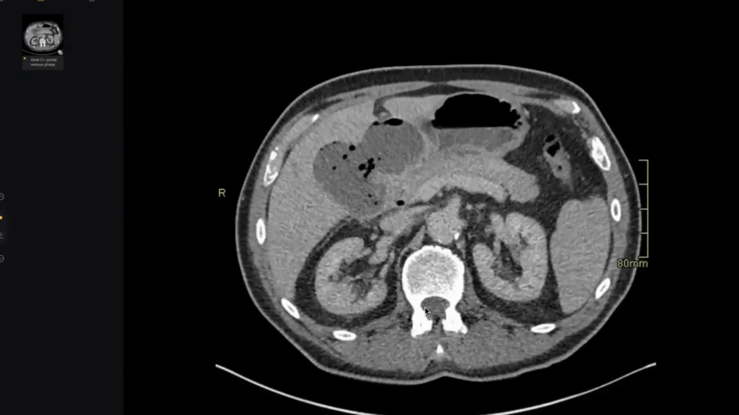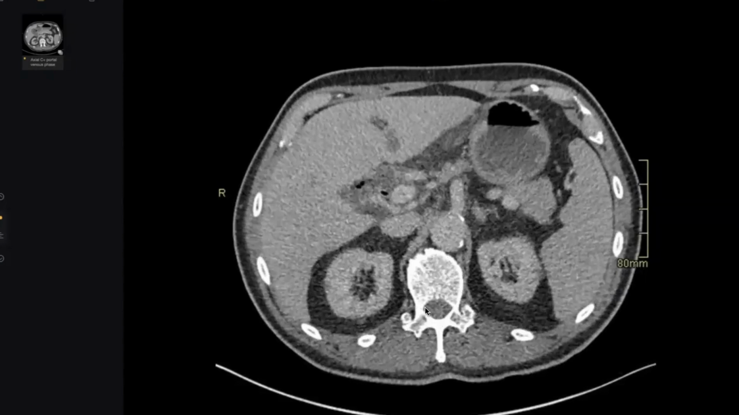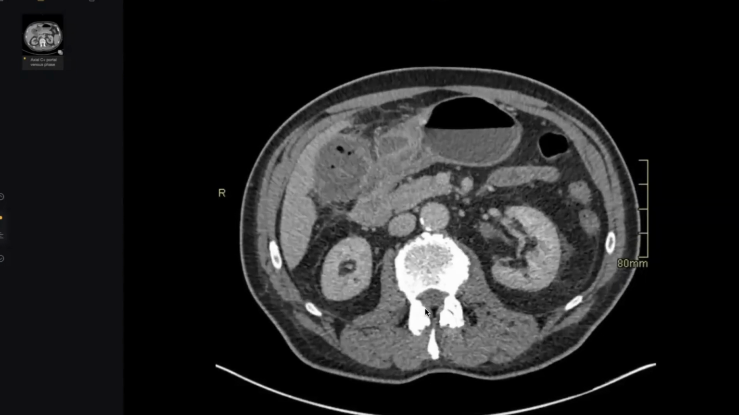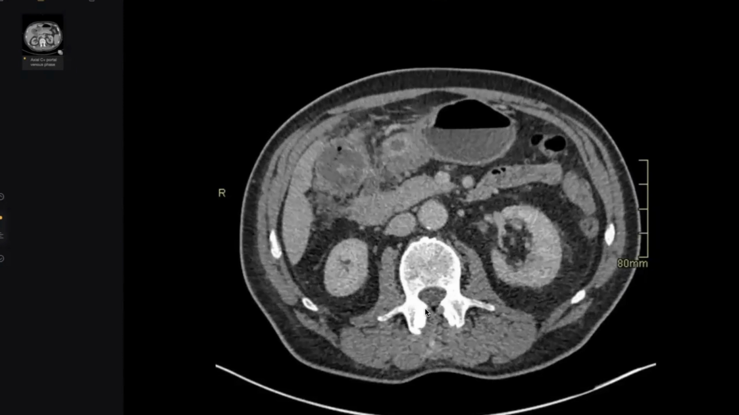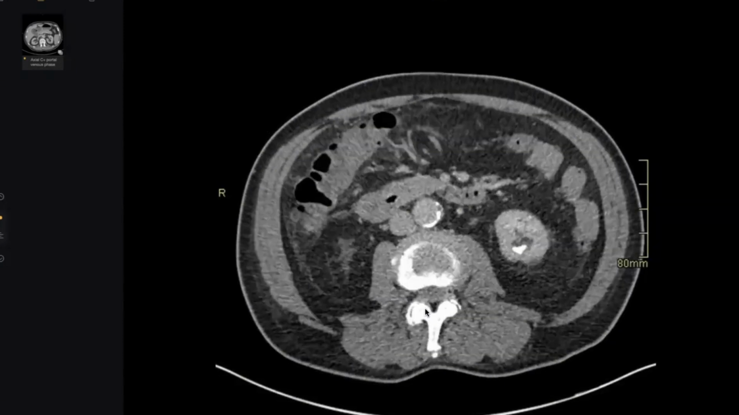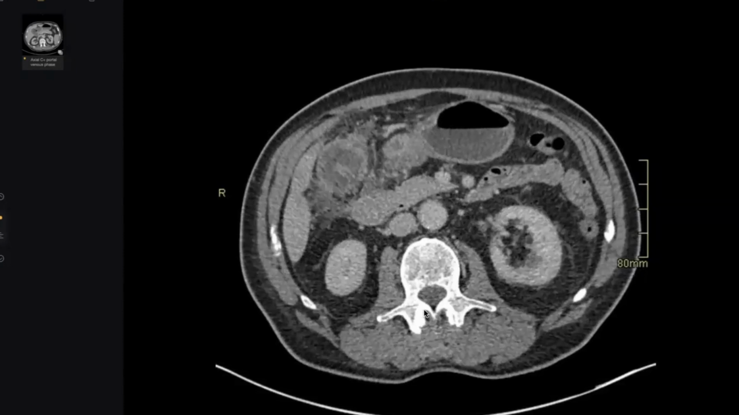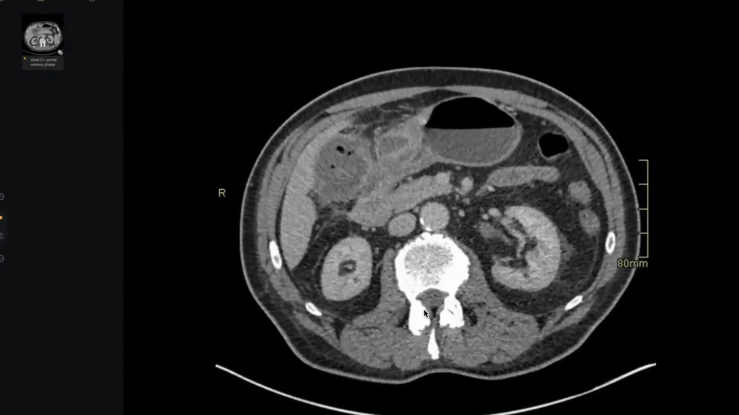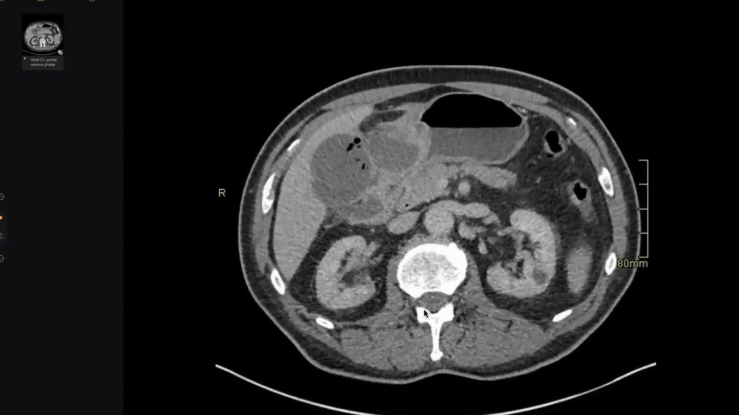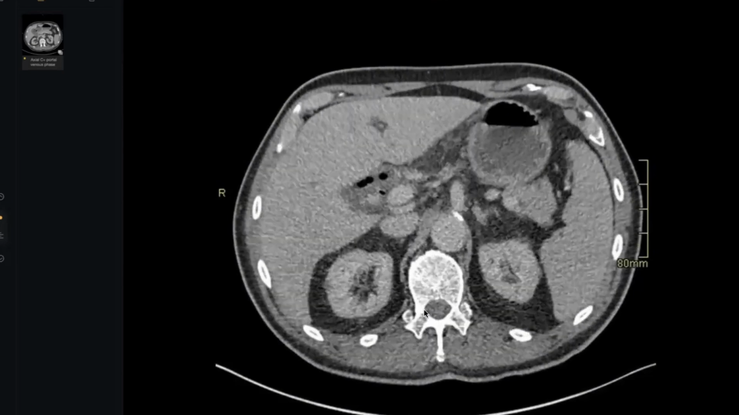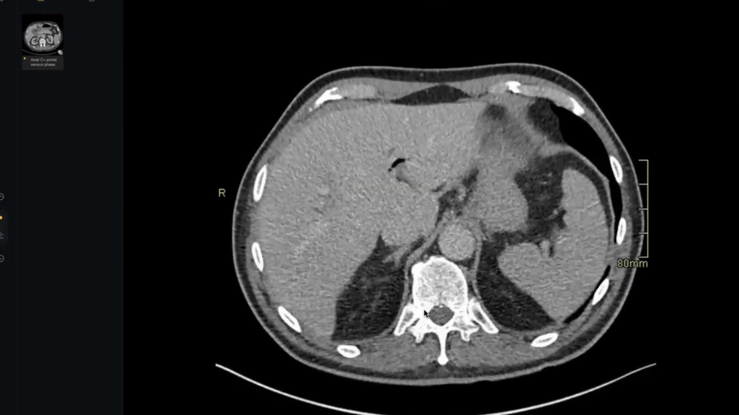These collections are seen in the region of the gallbladder fossa and are also adherent to the adjacent wall of the stomach and also of the hepatic flexure. There is also marked fat stranding in this region of the hepatic flexure, and no surgical clips are seen.